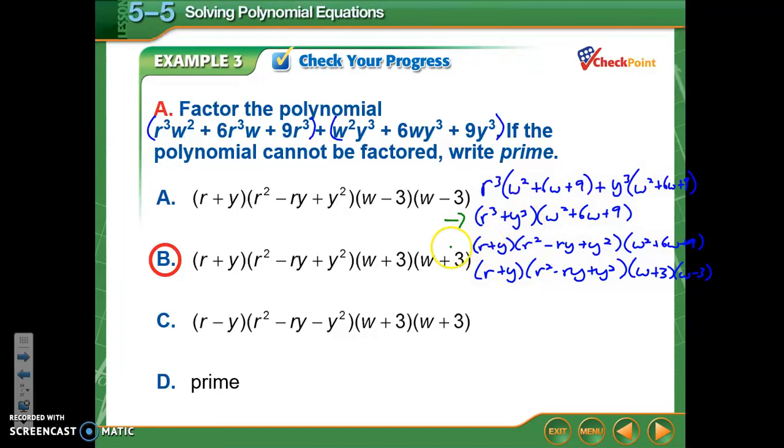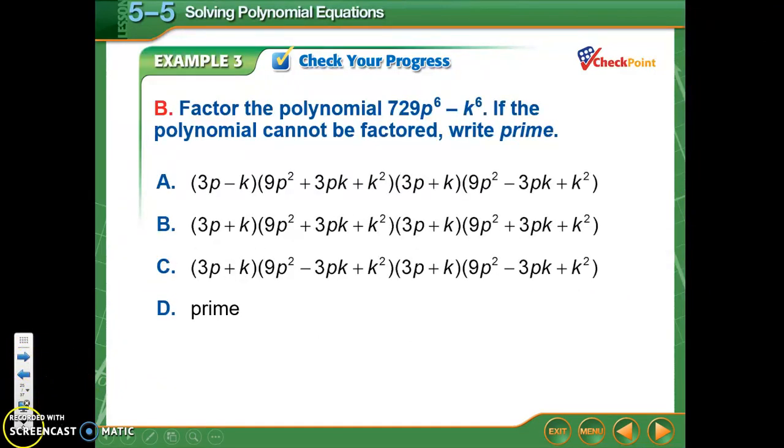So r cubed plus y cubed was the sum of cubes. That was this part right here. And then w squared plus 6w plus 9 factors into w plus 3 times w minus 3. All right, try this one.